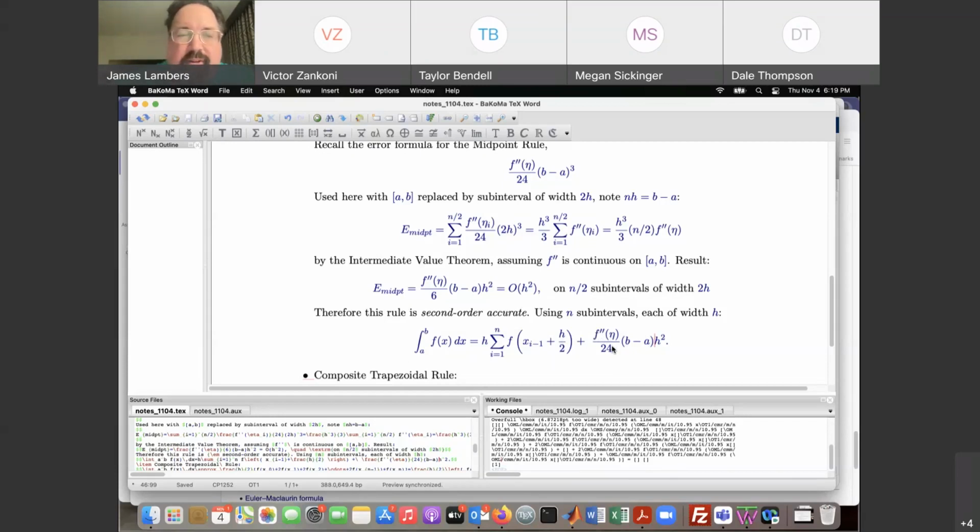Similar to what we saw with numerical differentiation schemes, it also depended on a spacing h. And you see that the error is big O of a power of h, so that's the order of accuracy.